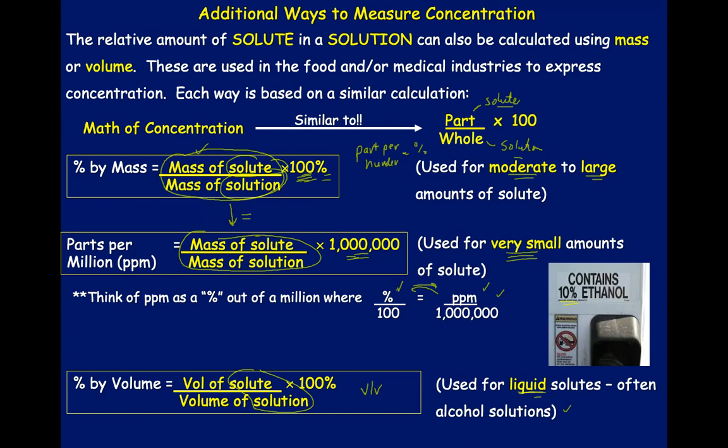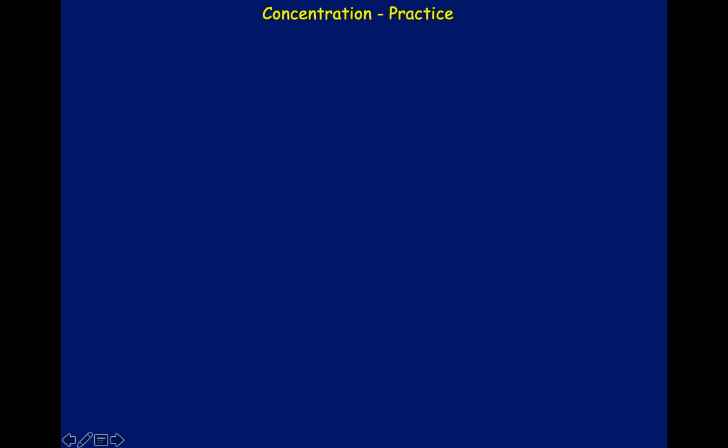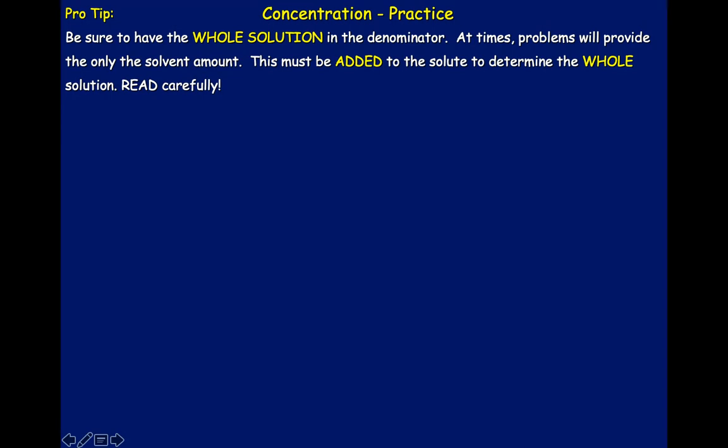All right, so let's just run a couple of examples of this. Okay, one pro tip, everybody. There's always a pro tip these days in everything we do. Okay, a pro tip, important to know, is that you need to make sure that you have the entire solution in the denominator of this. I repeat, the solution is the solute plus the solvent. So it's important to know that you need the weight of the whole solution. If you don't have that, you need to get it.